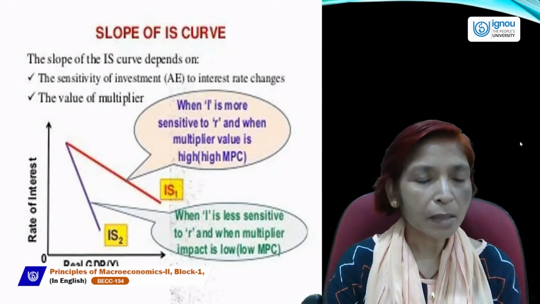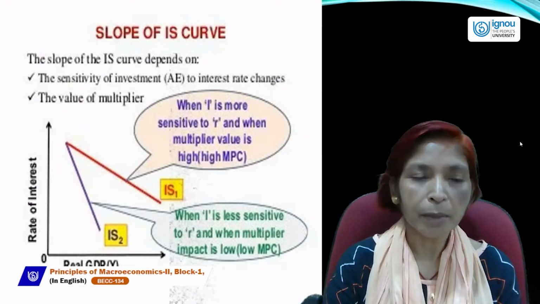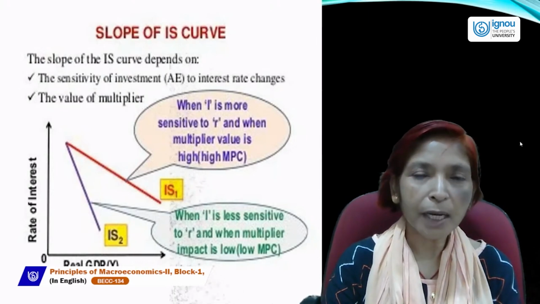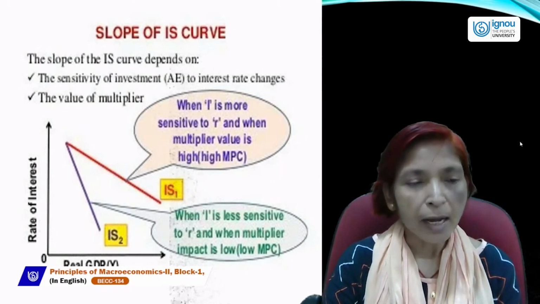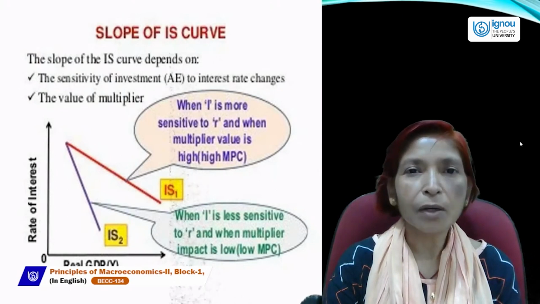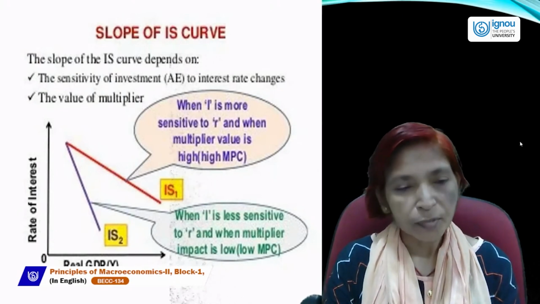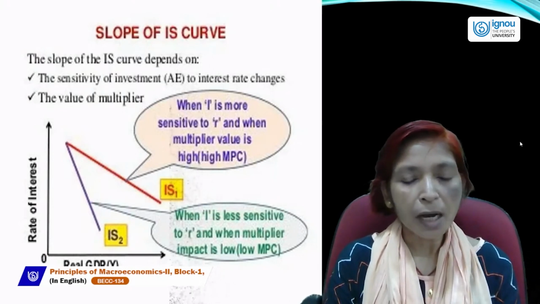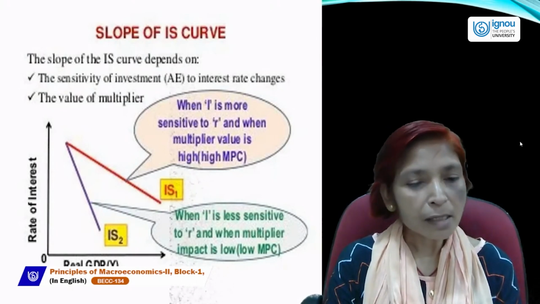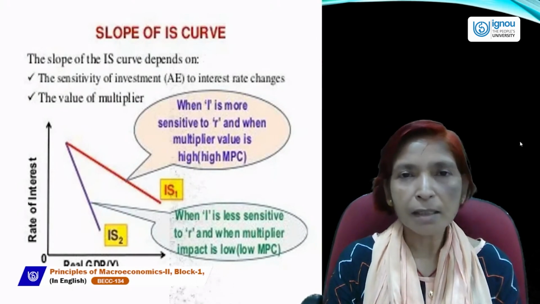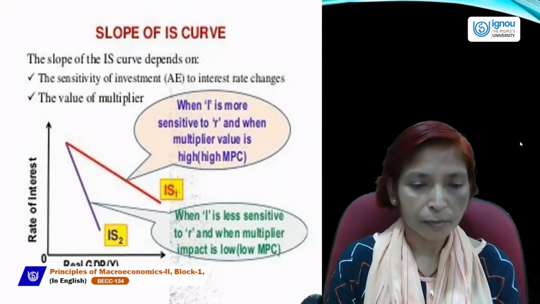Either it may be steeper or flatter, depending upon the size of the multiplier. If the size of the multiplier is higher, then the curve will be flatter. And if the size of the multiplier is lower, then the IS curve slope will be steeper. Here we have drawn two diagrams, IS1 and IS2. IS1 shows a flatter IS curve slope and IS2 is a steeper IS curve.